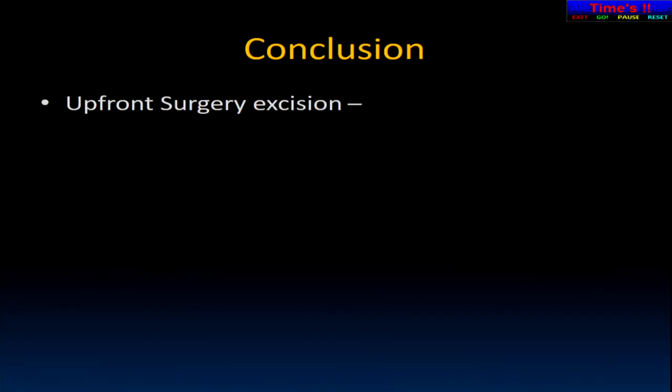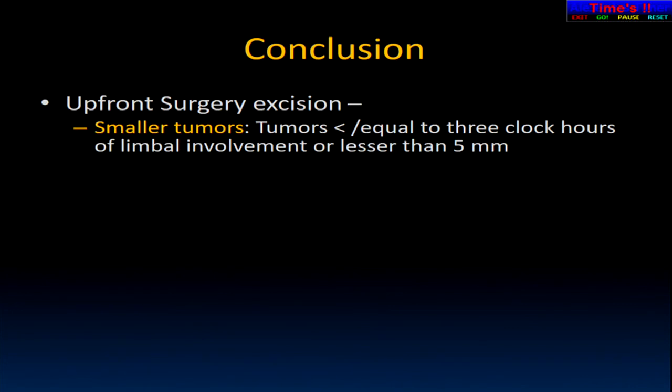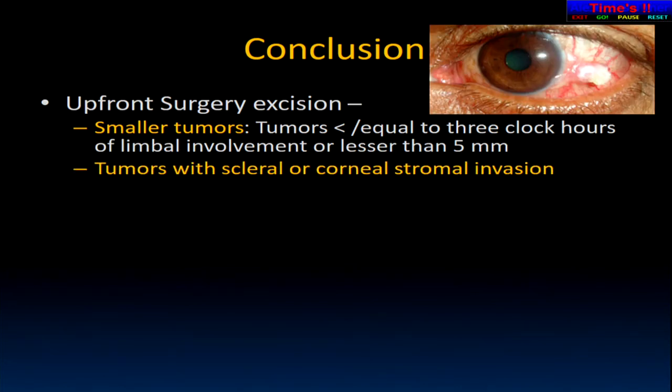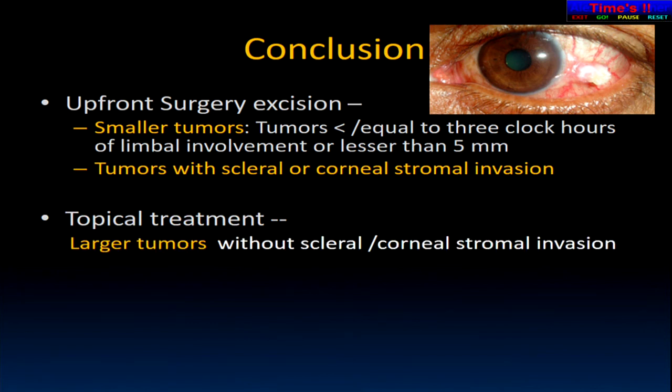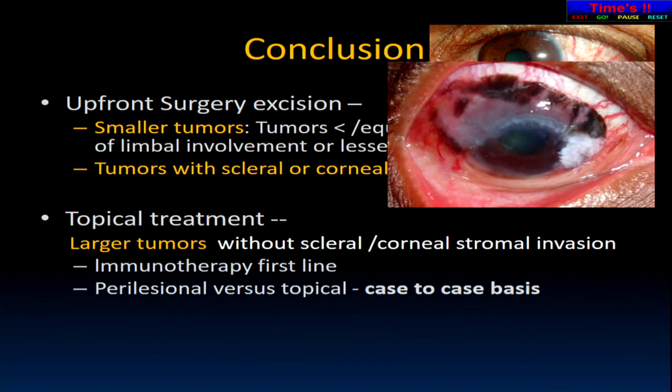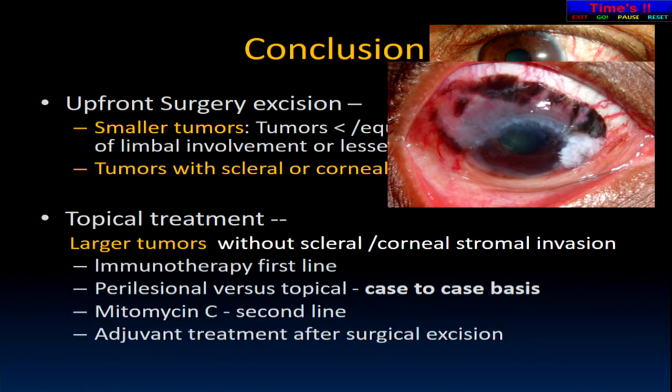So to conclude, upfront surgery should be done for smaller tumors, that is tumors less than 3 clock hours, or limbal involvement less than 5 millimeters, and tumors with scleral or corneal stromal invasion. Topical treatment should be restricted to larger tumors without scleral or corneal stromal invasion, with immunotherapy as the first line. Whether perilesional or topical has to be decided on a case-to-case basis. MMC can be used as second line, and of course it can be used as adjuvant treatment after surgical excision.